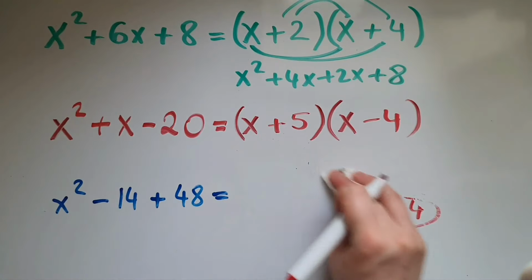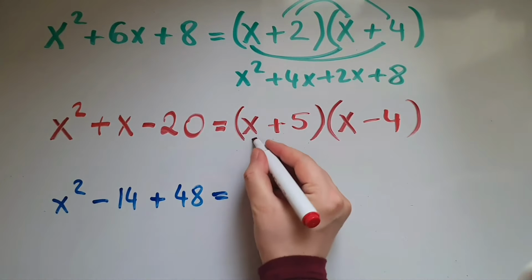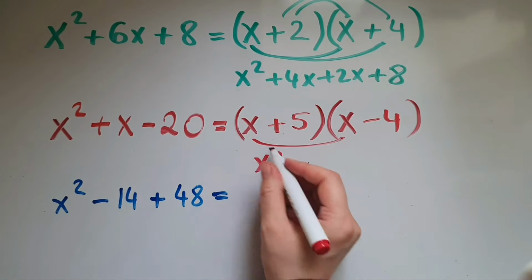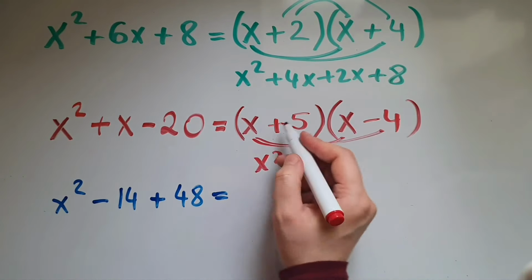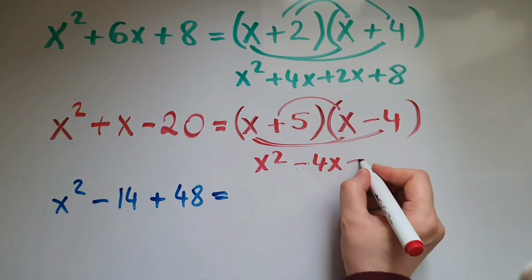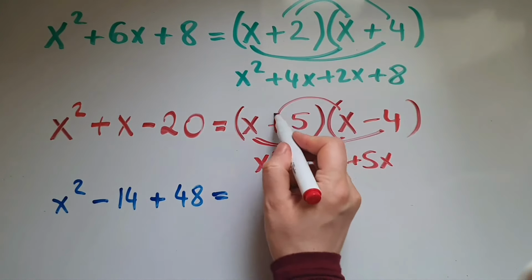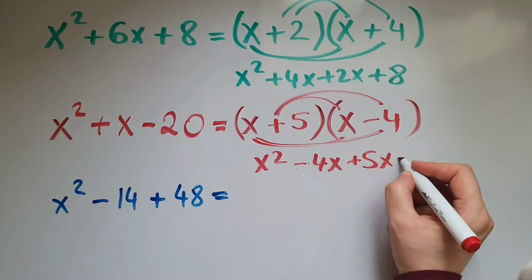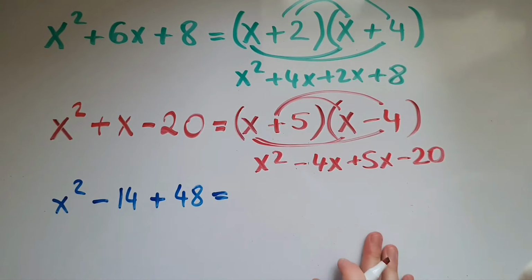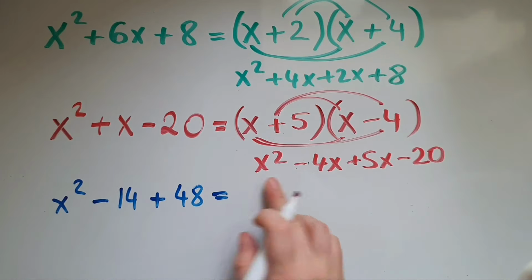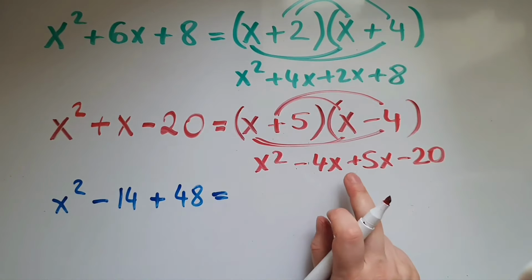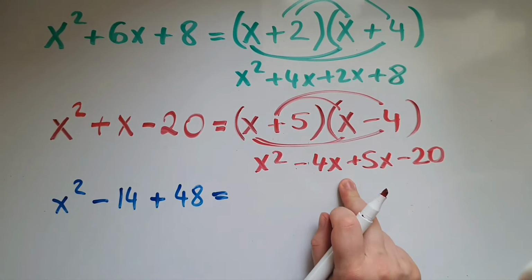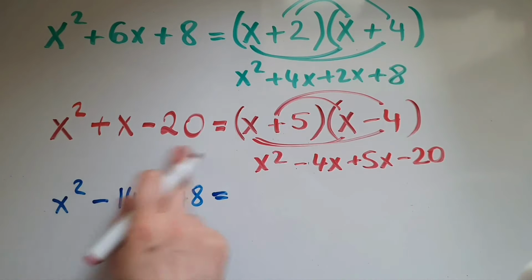Let's try it out. So x times x is x squared. X times negative 4 gives us negative 4x. 5 times x is 5x. And 5 times negative 4 gives us negative 20. So collecting the like terms here, we get positive 1x, or just positive x. And that matches what we have.